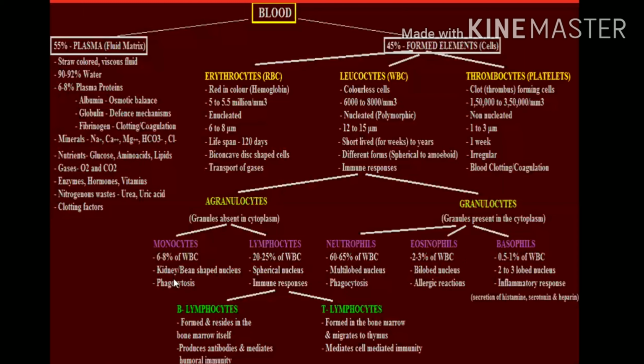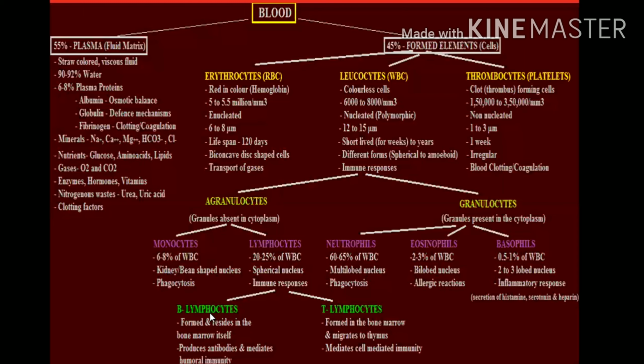Moving on to their functions, monocytes and neutrophils are phagocytic in function. Lymphocytes mediate immune responses. Eosinophils mediate allergic reactions, and basophils mediate inflammatory reactions by the secretion of substances: histamine, serotonin, and heparin.